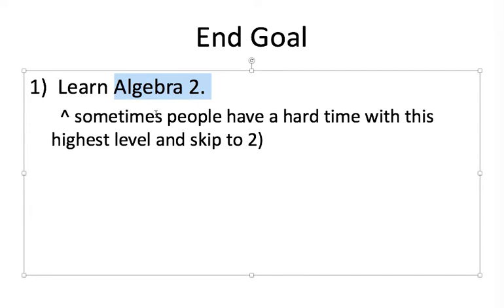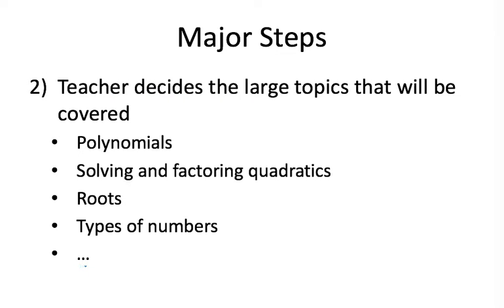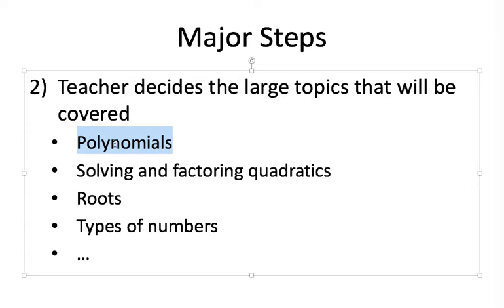A lot of times people have a hard time with this step. They have a hard time boiling everything down to a singular goal. So many people actually just skip this particular step. And then they go backwards from there to what are the major steps that they need. Well, if the singular goal is for the students to learn Algebra 2, then the major goals might be large topics within that. So for the students to know polynomials, know and be able to use quadratics, know and be able to use roots, know types of numbers, etc.